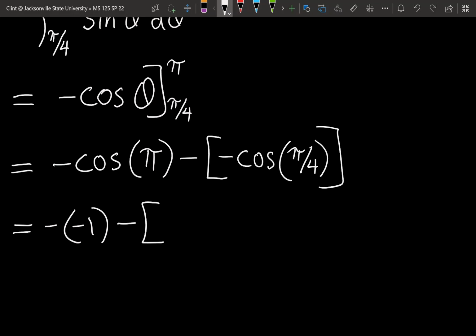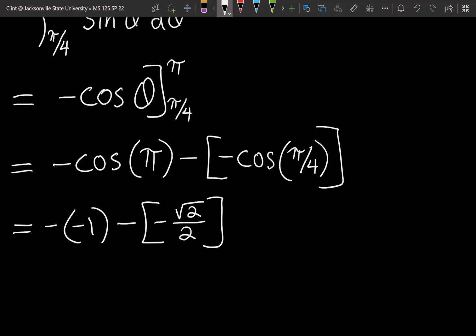So the decimal is like 0.707. So is that root 3? No, is it root 3 over 2? Root 2 over 2. Okay, that's right. So we get minus root 2 over 2. I need to go back and take trig again.